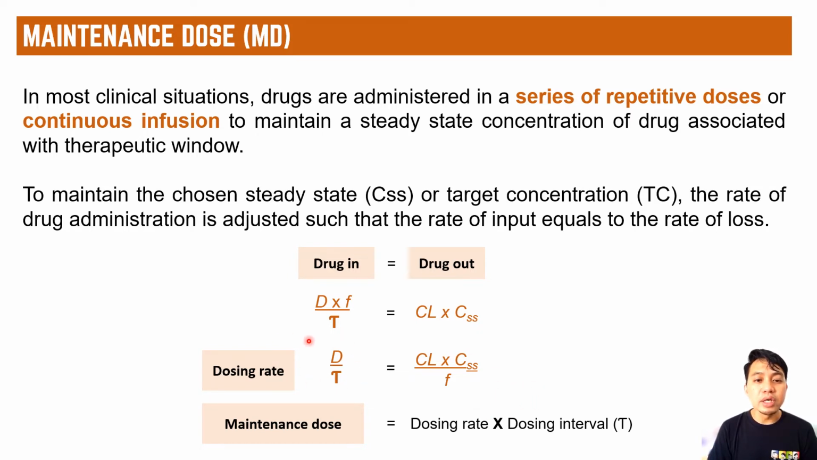This is the dosing rate. Dose divided by tau is the dosing rate, also known as the drug regimen. To calculate the maintenance dose, the dosing rate needs to be multiplied by the dosing interval.